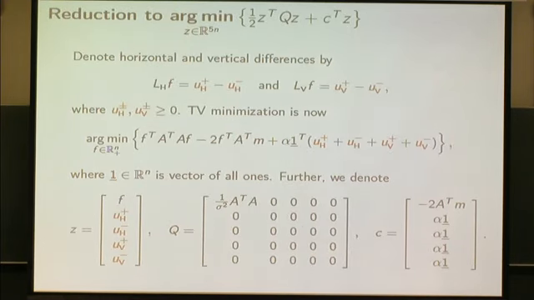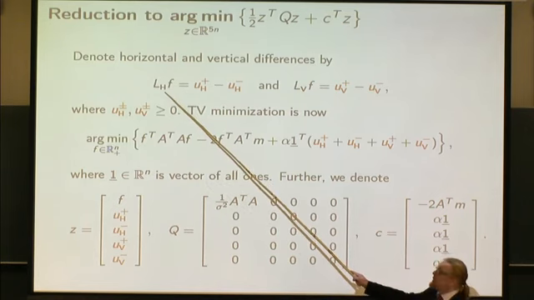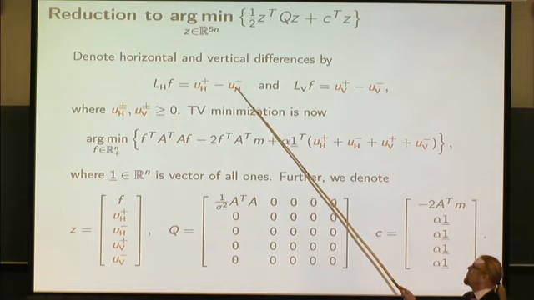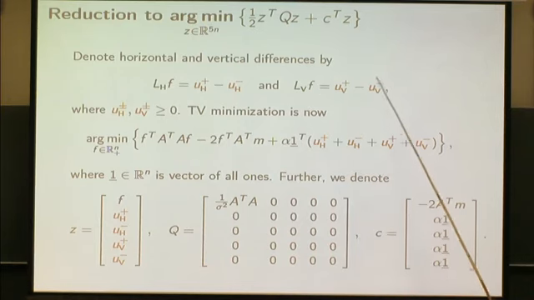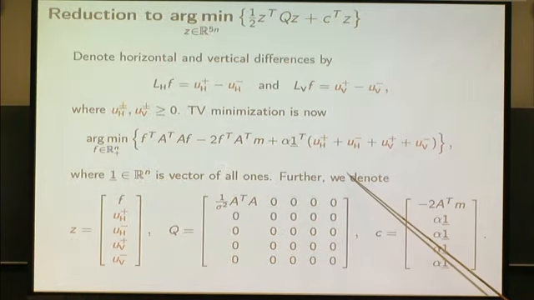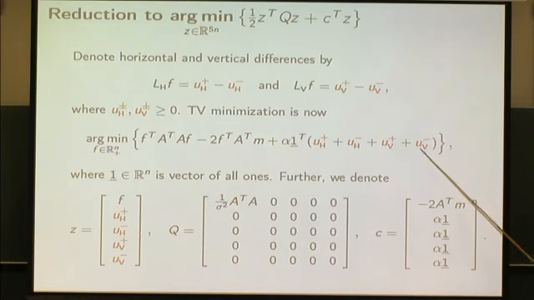So the trick goes like this. We write the horizontal differences as a difference of two non-negative vectors, the positive part and negative part. Same with the vertical differences. Just a trick like this. And then, if I go back to the previous one, these one norms of the discrete derivatives can be written in this nice way. It's just the vector of all ones inner product with the sum of all these non-negative guys.